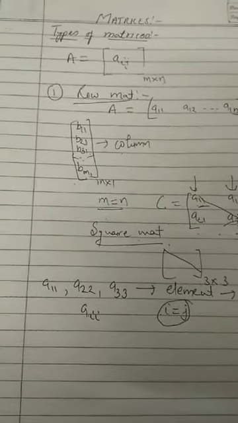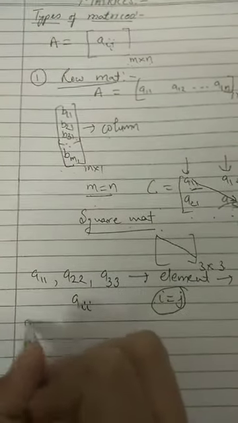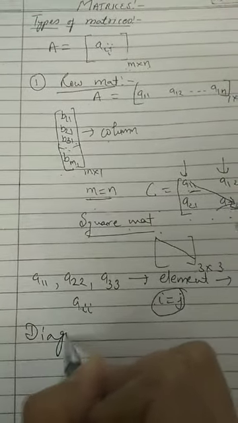Clear? After the square matrix, we have another matrix called the diagonal matrix. Now, what is the diagonal matrix?